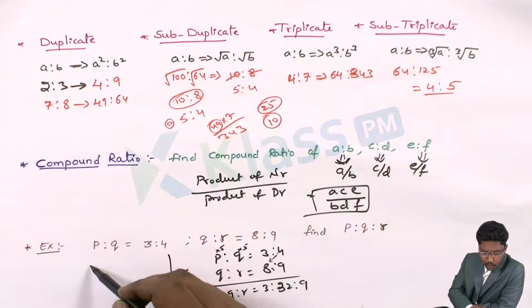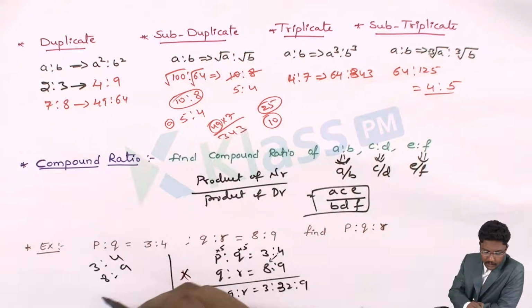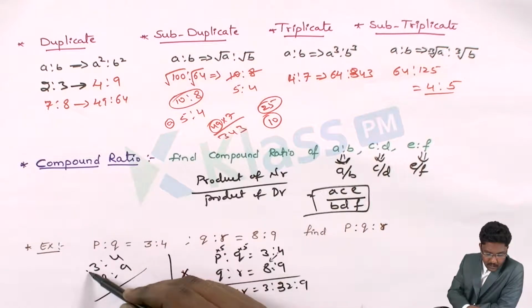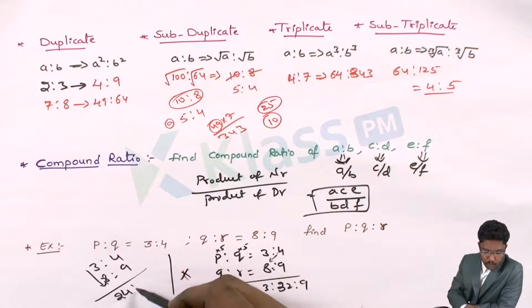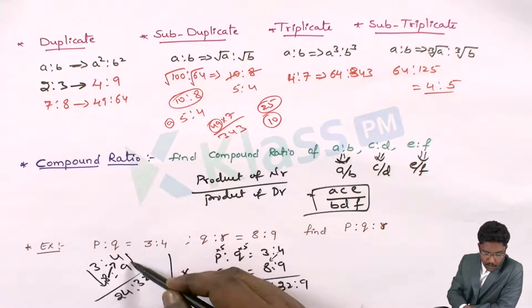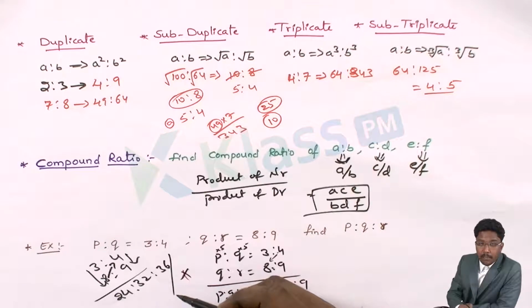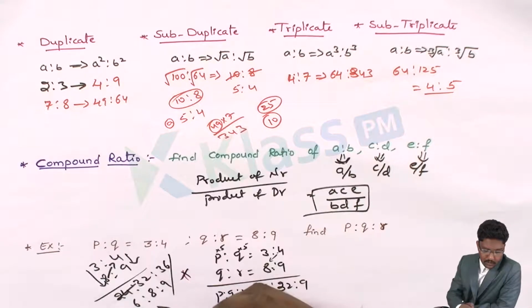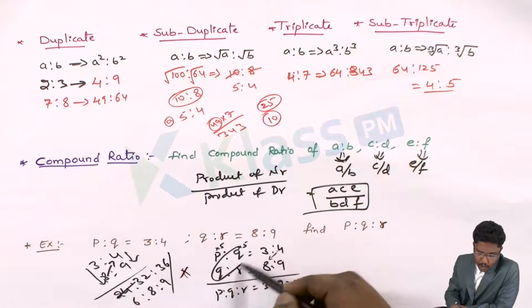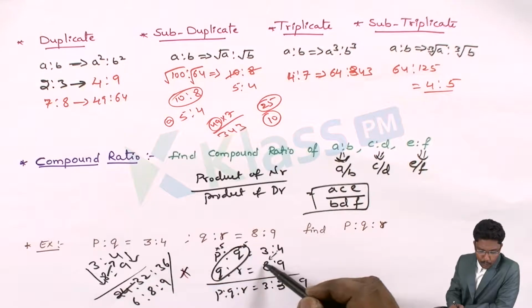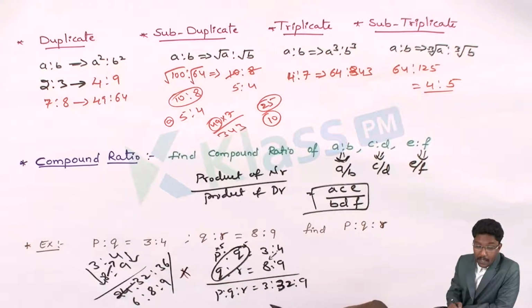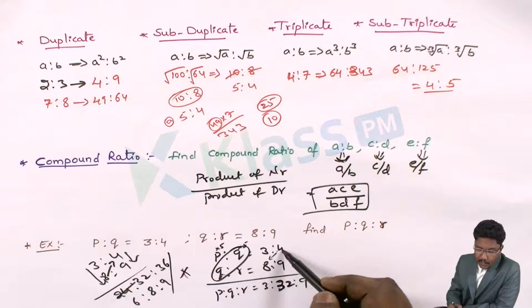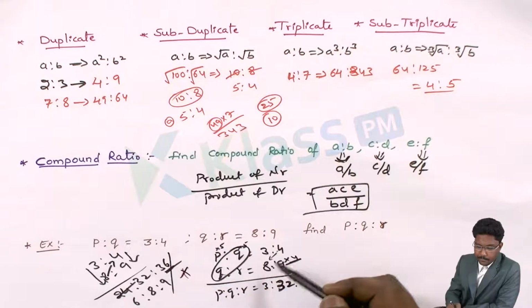What is the right one? So 3 is to 4, 8 is to 9. First multiply these two: 3 8s are 24. Multiply these two, 32. Multiply these two, 36. Then what is the simplest form? 6 is to 8 is to 9. How is this? In this question, only Q is the common value. We are multiplying Q with 4 and getting 32. But if these are in the ratio, then since 8 is multiplied with 4, automatically 9 should be multiplied with 4. Then it is 36.